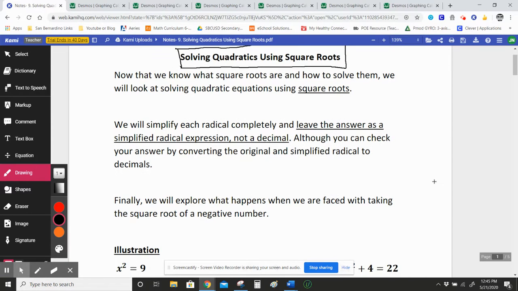We can simplify each radical completely and leave the answer as a radical expression. In the last lesson, you already were familiar with simplifying radicals. So we're going to leave it as simplified radical expressions, not a decimal, even though you could check your answer with a decimal. If you want to go ahead and check your answer at the end, that's totally fine. And then finally, we're going to be exploring what happens when you are faced with taking the square root of a negative number. So what happens in that case?